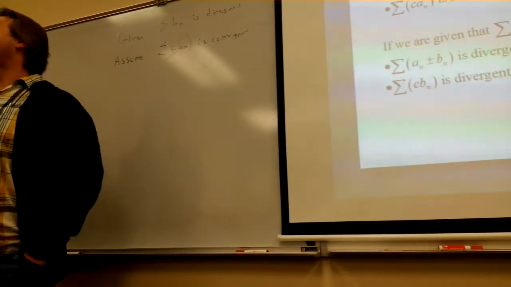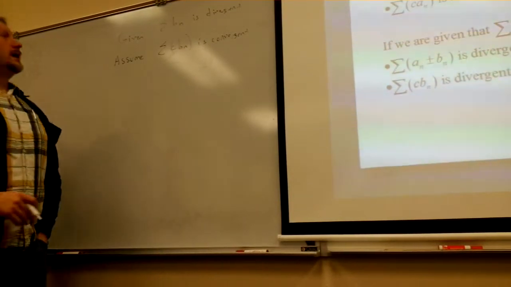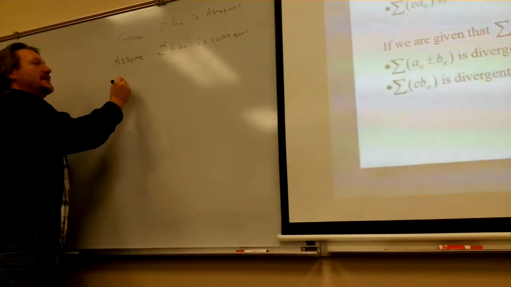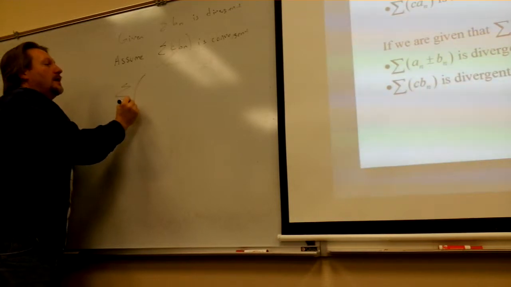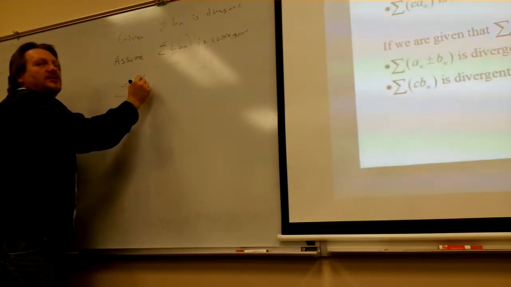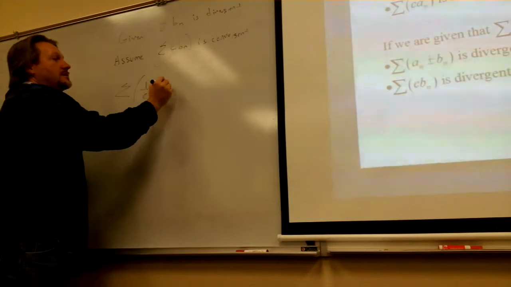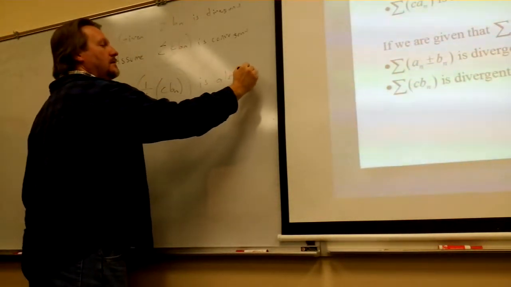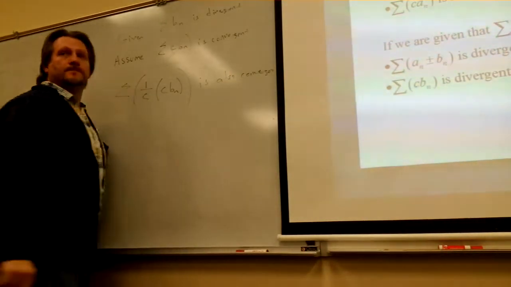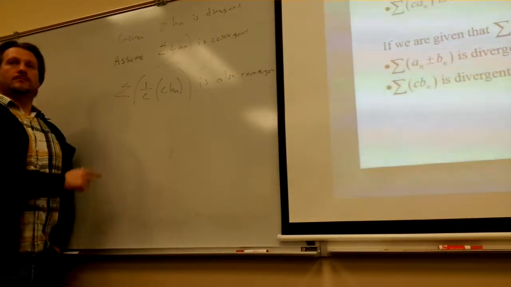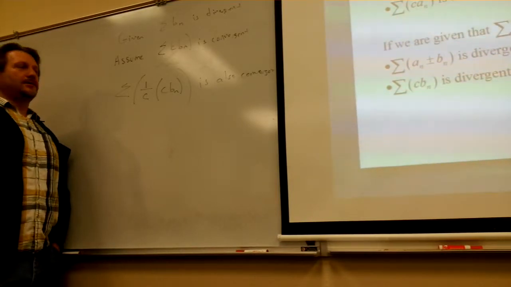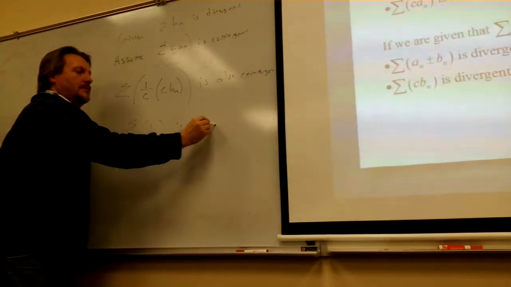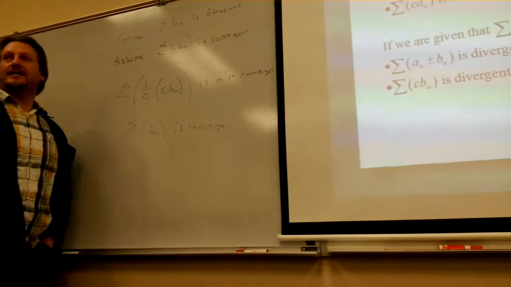So I can multiply a convergent series by any constant. Okay, let me be clear. Not any constant. I can't multiply by 0. So what can I do to that? According to that first theorem, I can say now that the sum of some constant I'm going to choose cleverly, 1 over c times c b sub n, is also convergent, right? Look. What is that? And that's my contradiction staring at me in two lines.